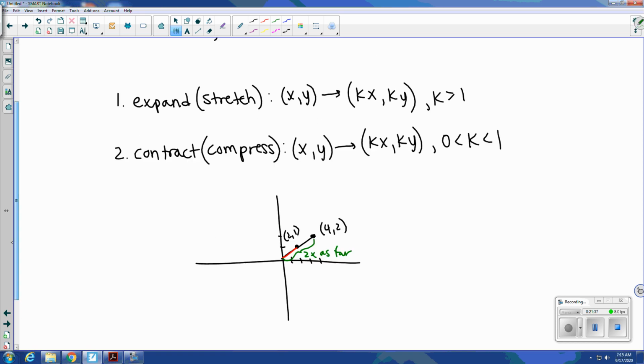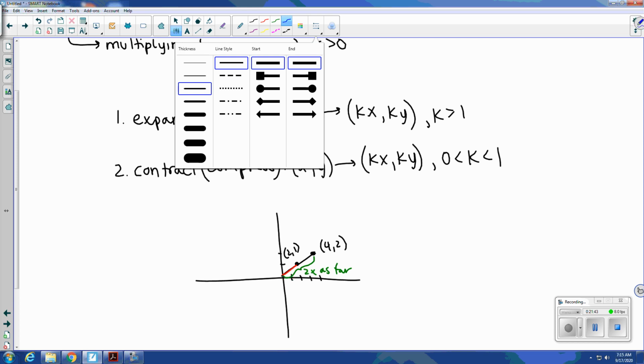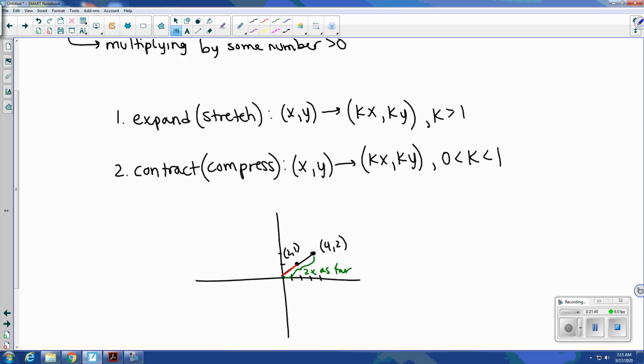Dilation, just multiply both coordinates. So let's highlight that before we end the video. For both of these, both coordinates are multiplied by the scale factor. So make sure we don't just apply the scale to just the x or just the y. For now, in this class, we're going to apply our expansion and contraction to both x and y coordinates.